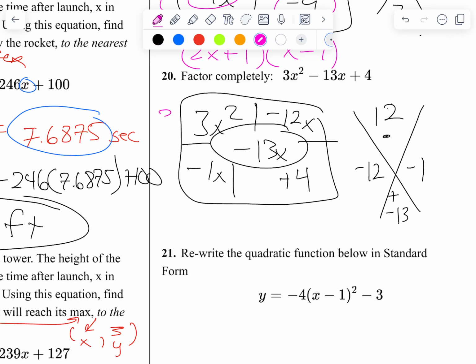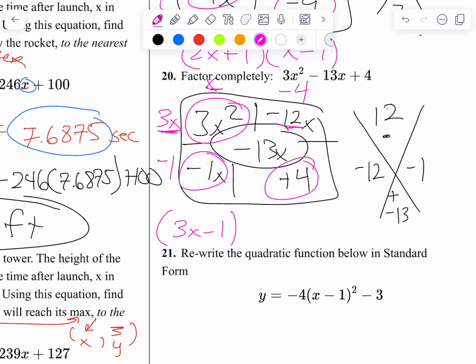And then on here, put the 3x across from the negative 12, because 3x times negative 4 works. And 3x times x gives you 3x squared. And then regular x times negative 1 gives you a negative 1x. And then negative times a negative gives a positive here for the two numbers. So I get 3x minus 1, and then x minus 4.